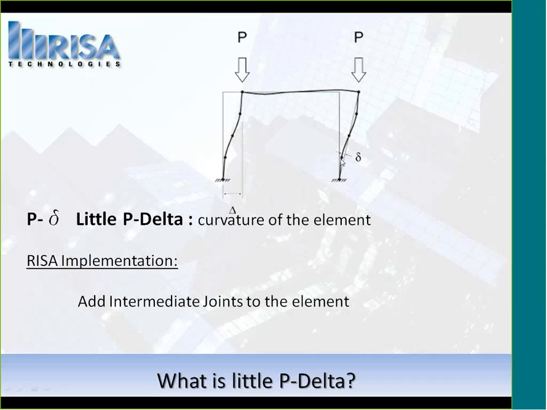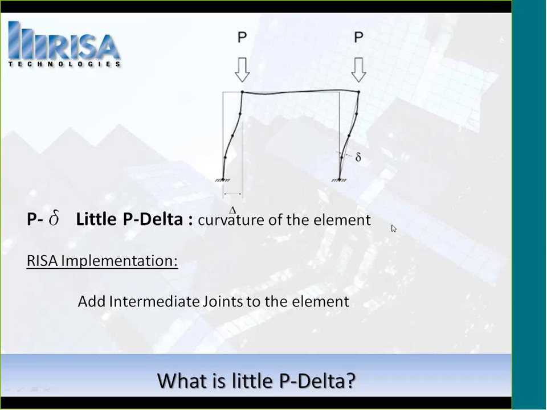While you're looking at little P-Delta, you're seeing that that's actually curvature of the member along its length as it deflects. So in RISA, how we implement little P-Delta is that we add intermediate joints to the element. So in this example that we're looking at on the screen right now, we see that there's additional nodes along the links, and since our P-Delta inside of RISA is nodal, there will be secondary shears calculated and applied at each one of these nodes. So it will basically go through this and will mimic the effects of that curvature.